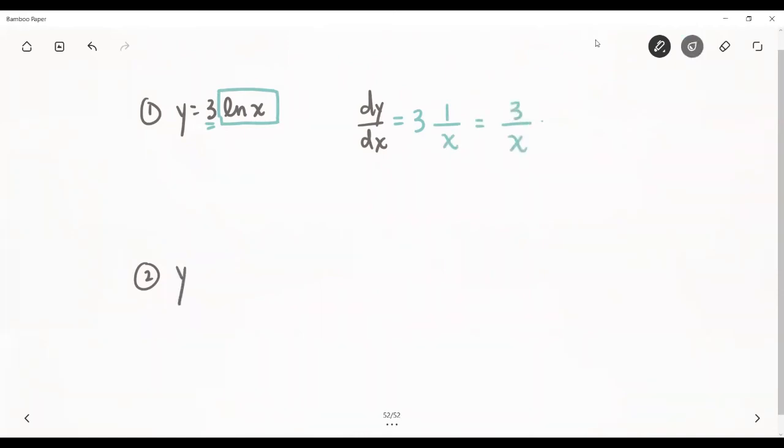Now let's try y equals negative natural log of x squared plus 1. So go ahead and pause and try this one.